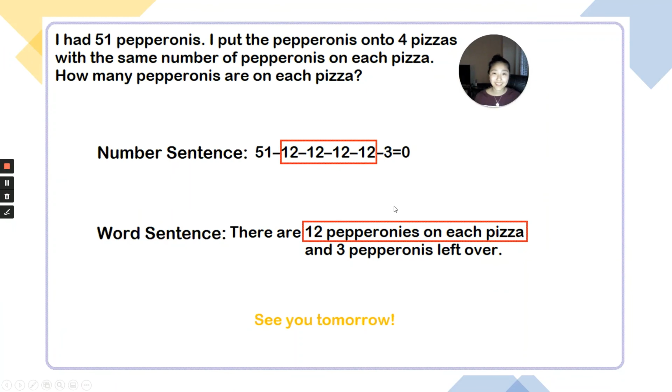Awesome. Now that you're done, we're on to this page. If you noticed, we actually had 3 pepperonis left over, which I showed you right here. This was a slightly tricky question because you put 12 on each slice, and then you have 3 pepperonis left over, which you can't put here because that's not fair to this 4th person who might not get that pepperoni. So my word sentence is, there are 12 pepperonis on each pizza and 3 pepperonis left over.